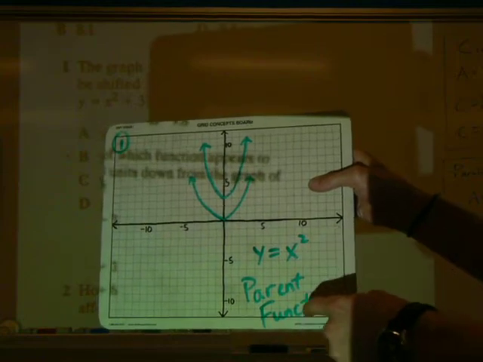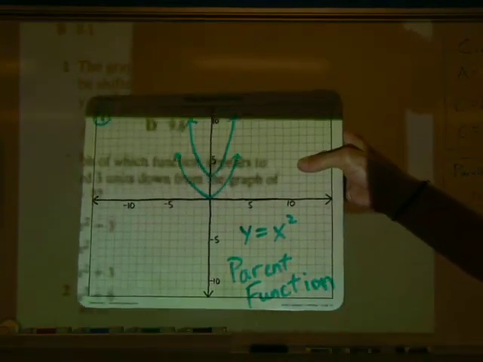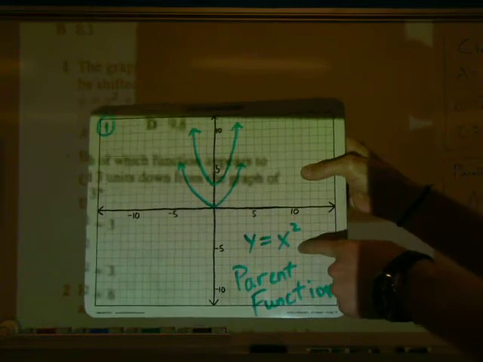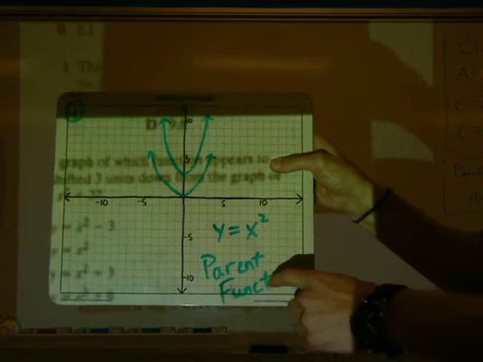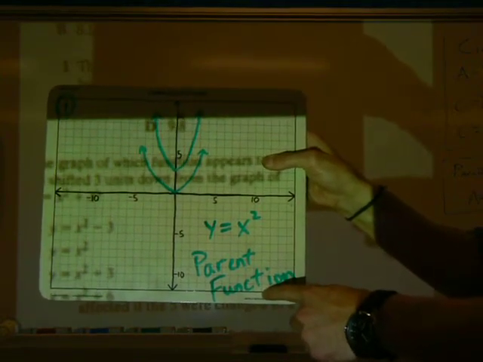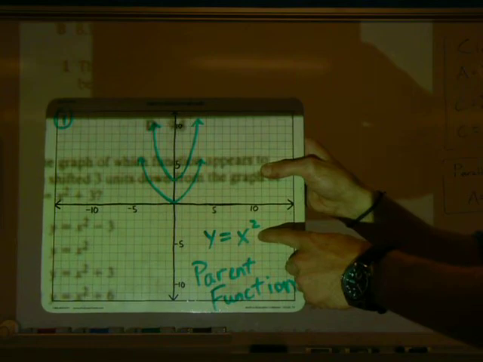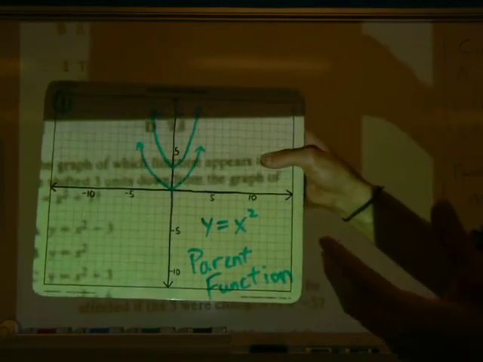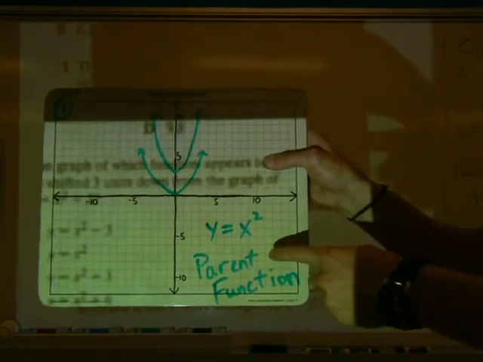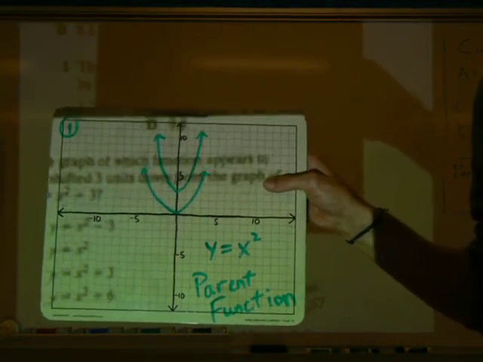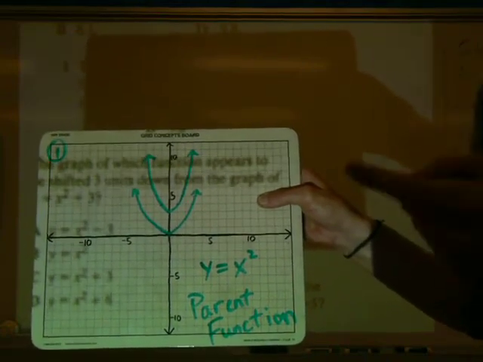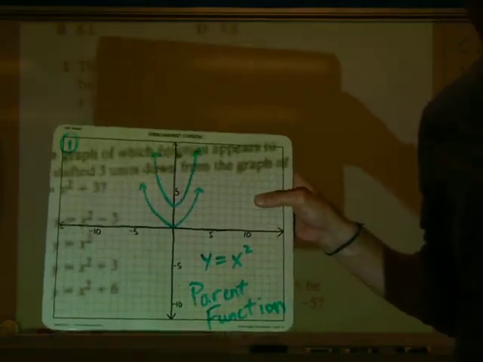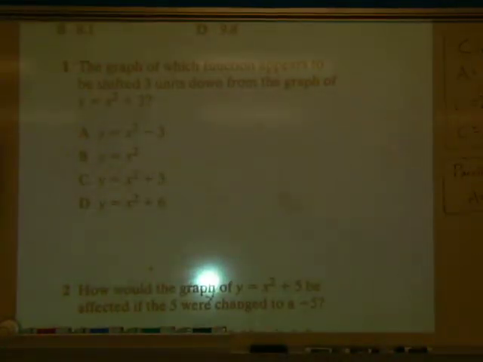Now, one thing to remember, guys, it's super important. This y equals x squared is called the parent function. The parent function of quadratic equations is y equals x squared. Don't forget that. A lot of times they'll ask you about the parent function. The parent function of a linear equation is y equals x. Those are the main two. Make sure y'all remember that. So your correct answer is going to be B.